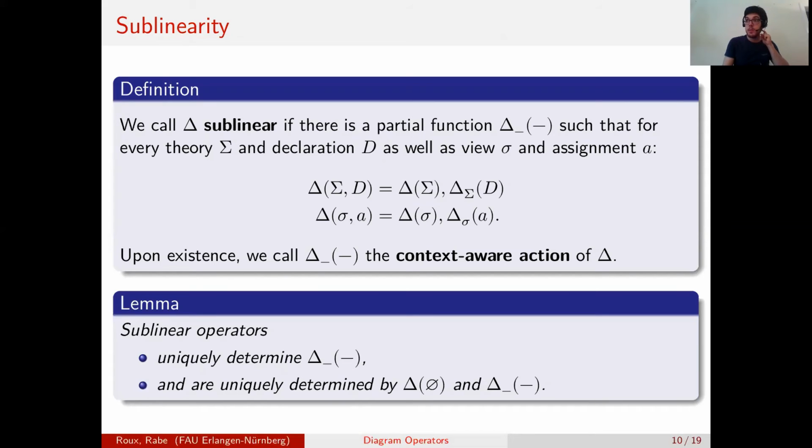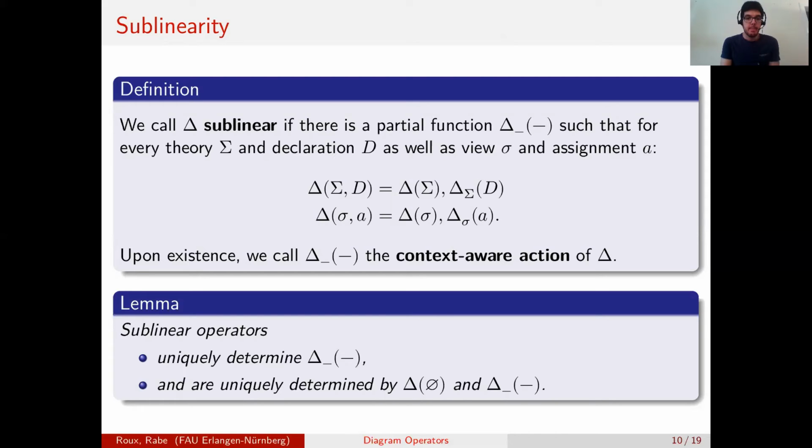So we noted PM works declaration by declaration, and that we capture by sublinearity. So we call delta sublinear. There's a partial variant of delta, the binary delta, such that if we apply delta on a theory sigma with additionally one new declaration, then it's just the action on sigma plus some action on the declaration, which might depend on sigma. So we allow some context aware action.